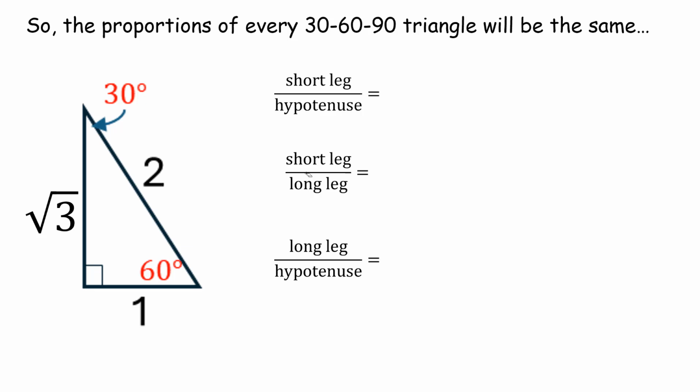That is that the ratio of the short leg to the hypotenuse, as we said before, is 1 to 2, or 1/2. So the ratio of the short leg to the long leg is going to be 1 over the square root of 3. And the ratio of the long leg to the hypotenuse is going to be the square root of 3 over 2. So what we're going to do is use these ratios to solve 30, 60, 90 triangles when we don't know some of the sides.